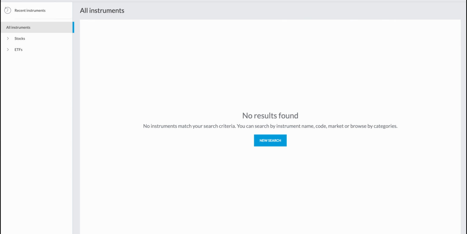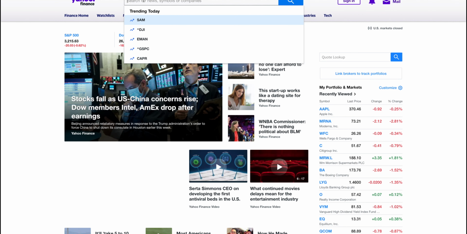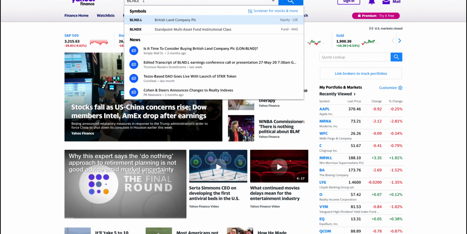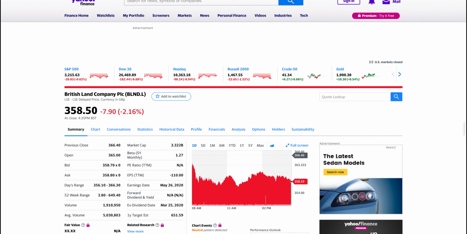But in other places, it will be listed with this full stop with an L. So the L just stands for London. And so switching over to Yahoo Finance, if we put the same ticker symbol in, we can actually see that on Yahoo, they show the full stop with the L. And so all that says is that this company is listed on the London Stock Exchange, hence the letter L at the end. So for those new to looking at ticker symbols, they are really simple.